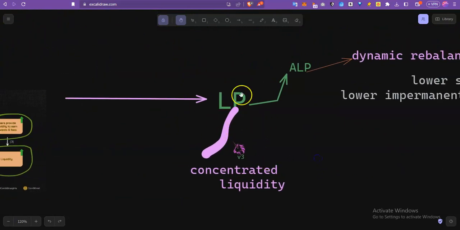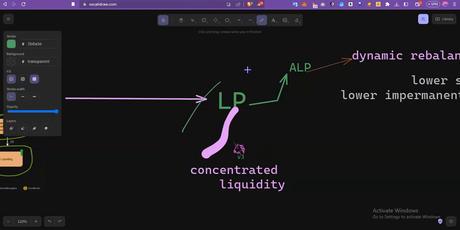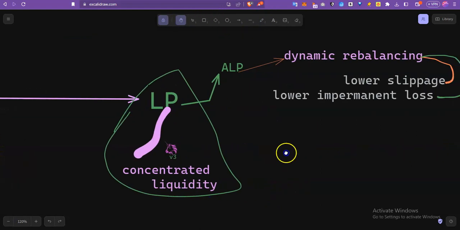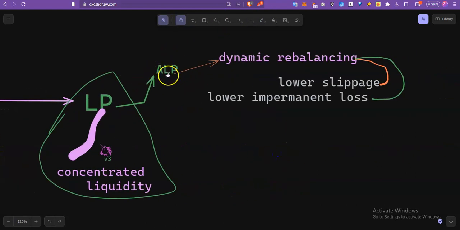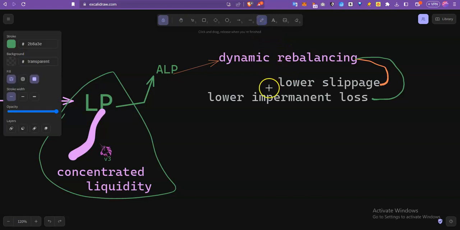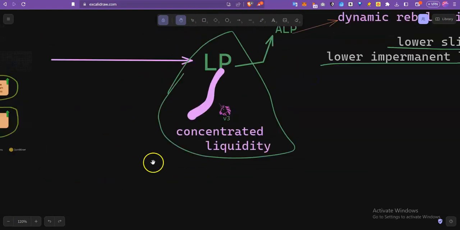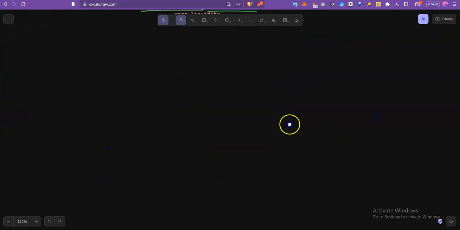So LP, one of the problems is that many of them are concentrated currently, and what the Maverick exchange does is automatic liquidity pools. So liquidity pools that are dynamic. You do rebalancing according to the price in the market. So with that, you have things like lower slippage and lower impermanent loss. Now let's go on to explain this concentrated liquidity.